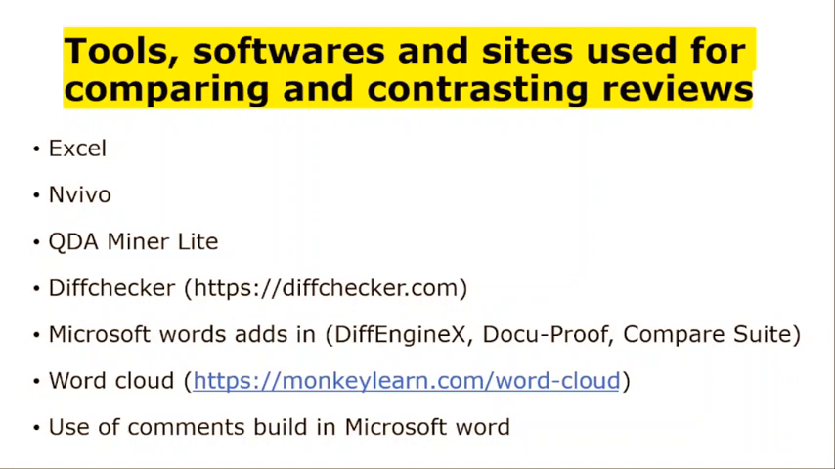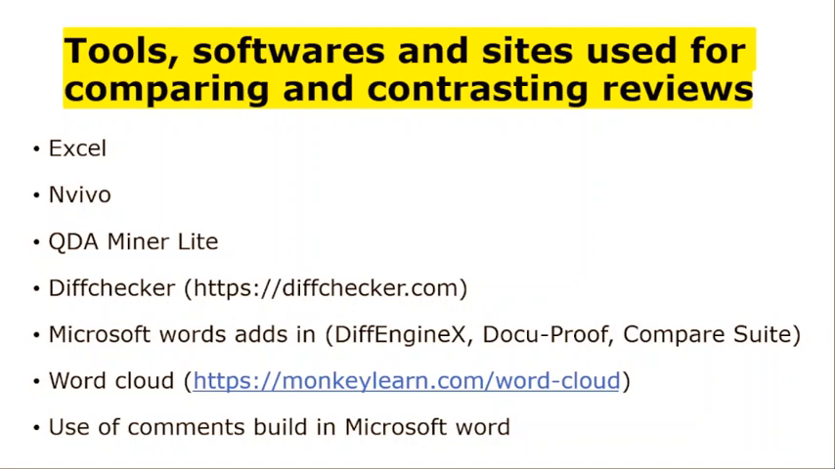We also have a site called devchecker.com. With devchecker.com, you just paste the article of author 1, then you paste the article of author 2, then you begin to compare in terms of the differences, the methodology they use, in terms of the population that they used. You can compare all of them. We also have Microsoft Word add-ins, and some of the add-ins that can help you are Diff Engine X and DocuProf.